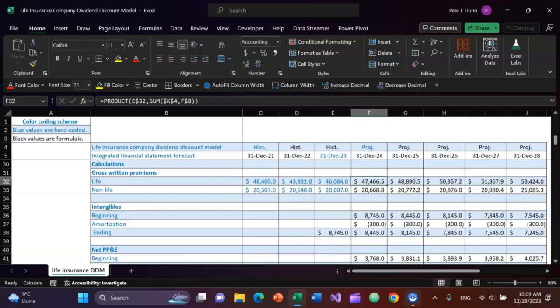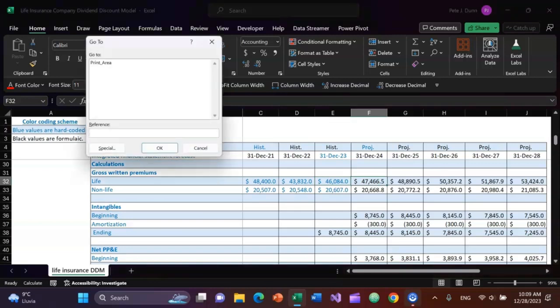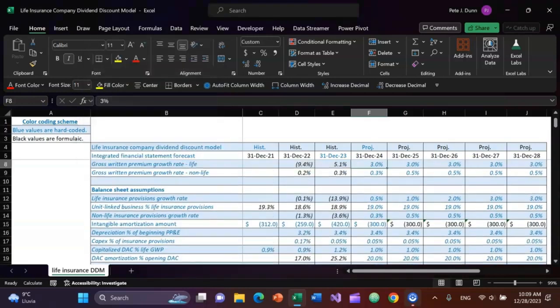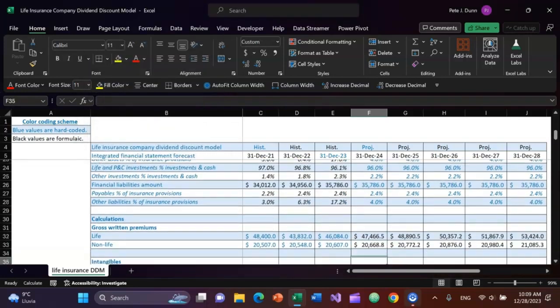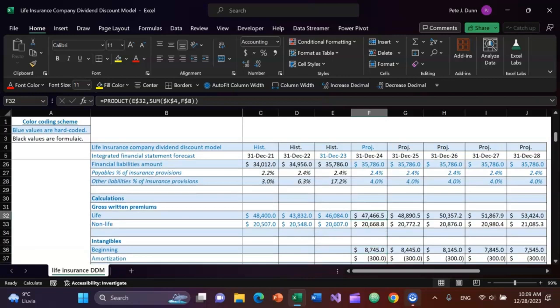Now you can see for row number 32, I have life insurance gross written premiums. So that's equal to last period's gross written premiums times 1 plus the growth rate assumption that I showed you earlier. We can go up there with F5, and you can see it's that 3% assumption. F5 enter to get back. Cell K as in kilo 4 is hard-coded the number 1 into it. So it's 1 plus that rate times last period's gross written premiums.